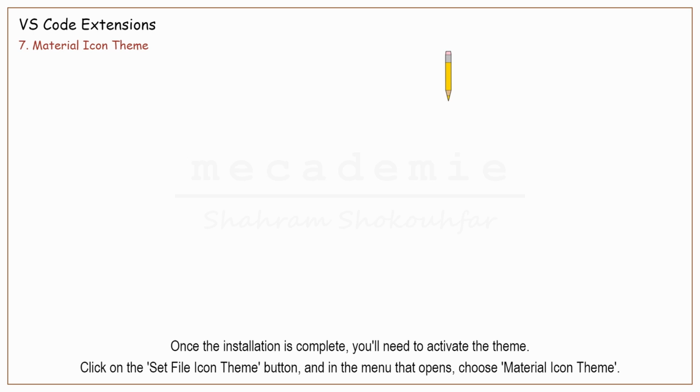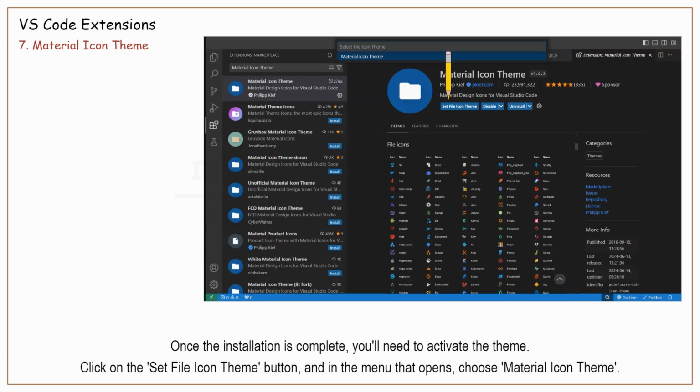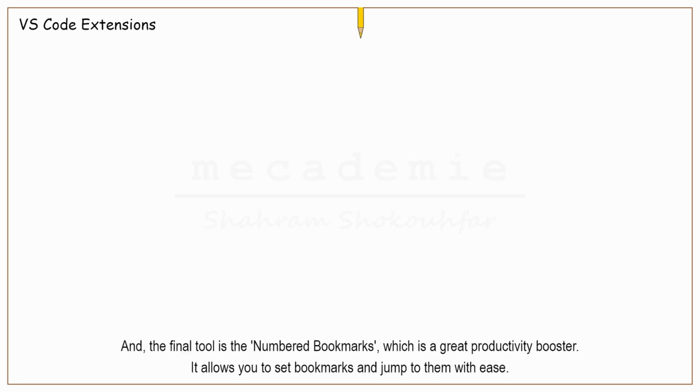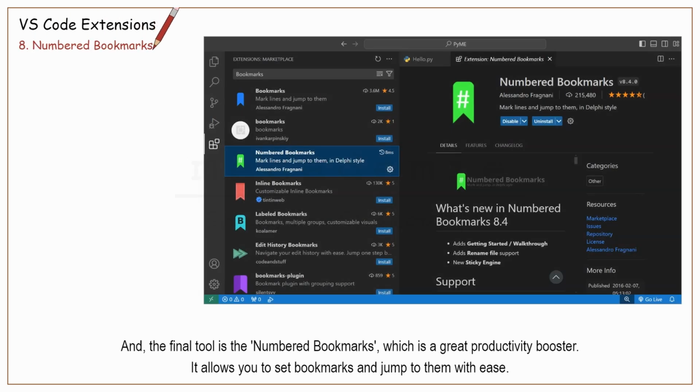Once the installation is complete, you'll need to activate the theme. Click on the Set File Icon Theme button, and in the menu that opens, choose Material Icon Theme. Now you have it, and this visual upgrade helps improve your workflow by making your file types easily recognizable at a glance. And the final tool is the Numbered Bookmarks, which is a great productivity booster.